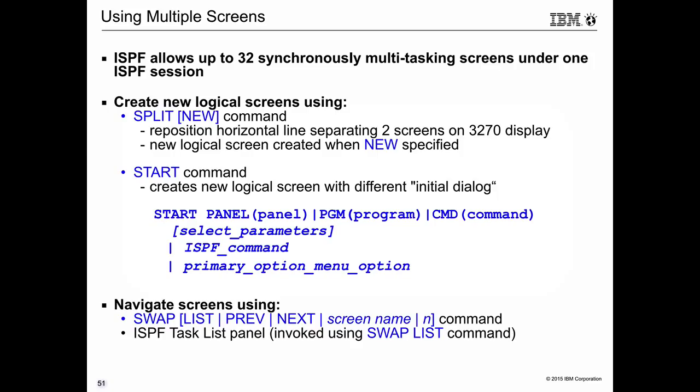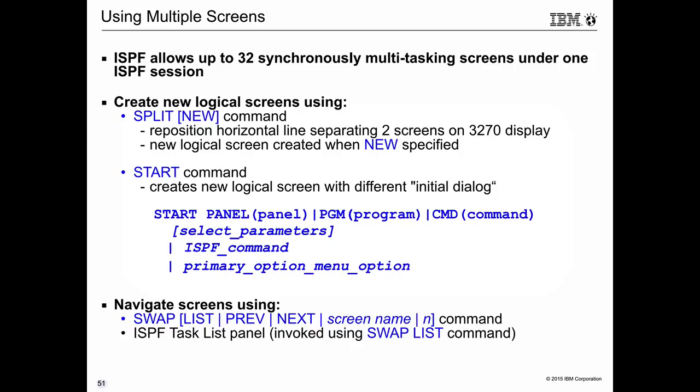Once I have a bunch of screens up, then I can use the swap command to go back and forth. If you just have two, you're probably using your swap key, whatever that might be. In my case, it's PF9 to flip back and forth between them. As you start more and more screens and you have more and more panels up at the same time, managing them can get a little bit more complicated.